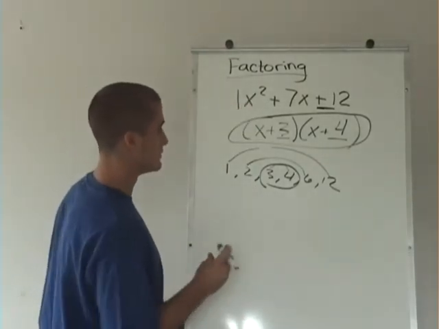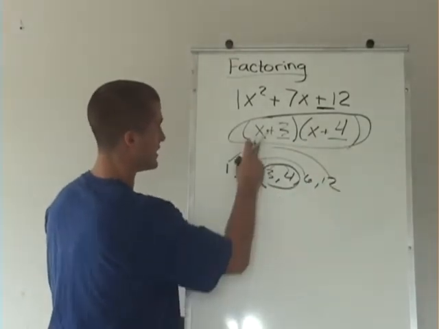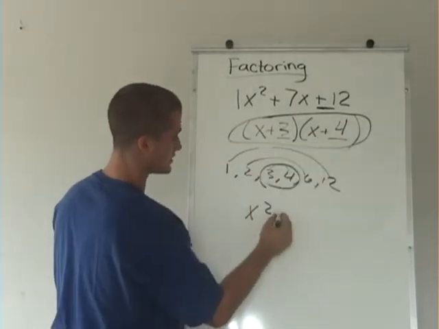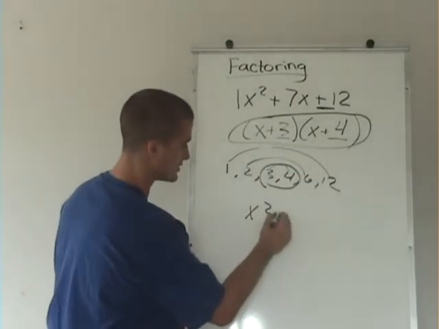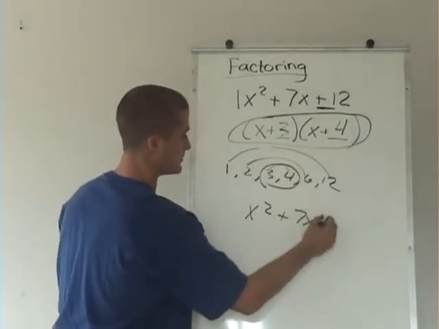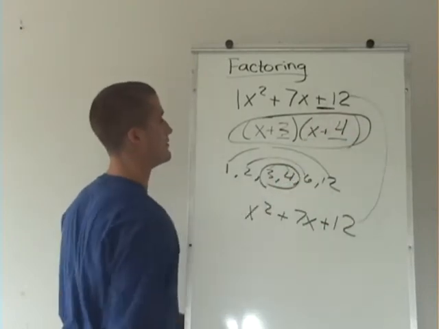And we can see that by multiplying that out. So we have x times x is x squared, plus 3x plus 4x. 3x plus 4x is 7x. And then we will multiply the 3 times the 4 to get 12. And that matches up with what we have here.